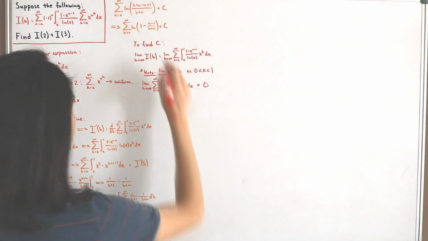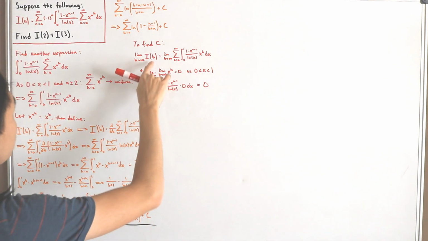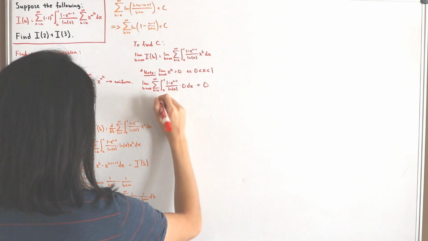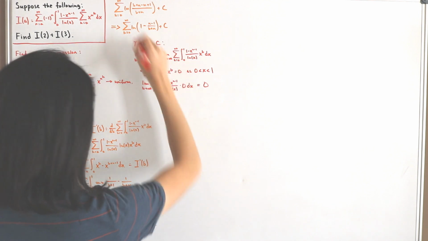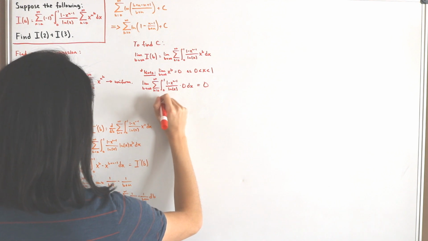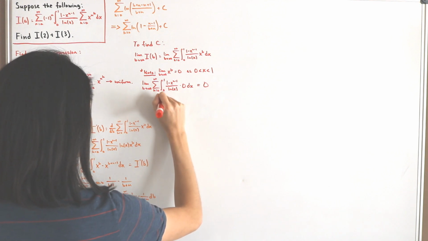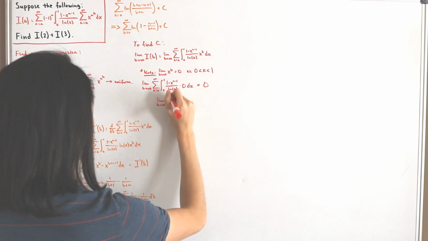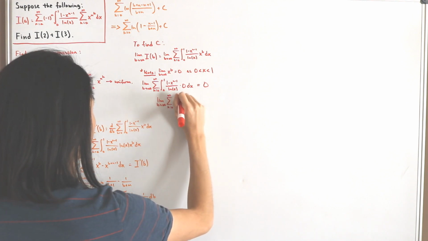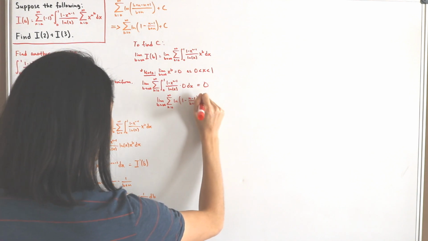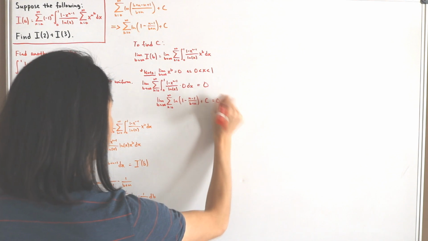So now, going back from here, we said that the limit was equal to this. So let's see, that means the limit as b approaches 0 of our infinite sum, ln of (1 minus n minus 1 divided by b plus n), plus c is equal to 0.